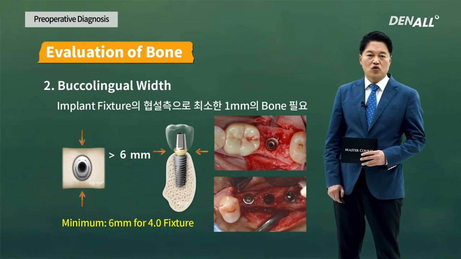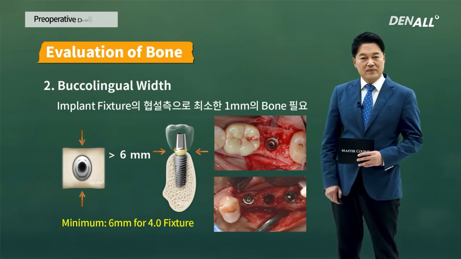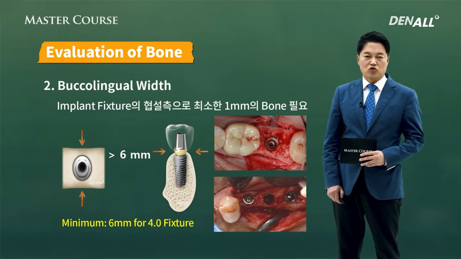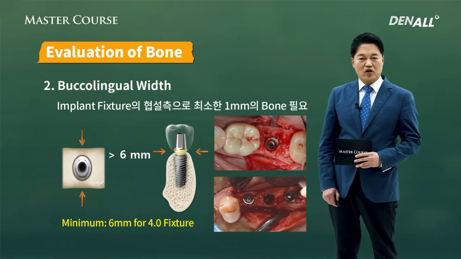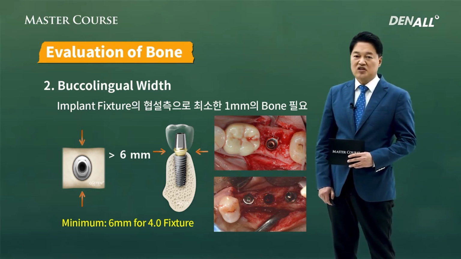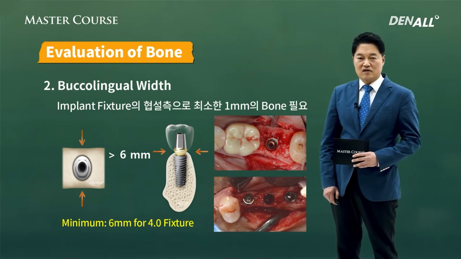Second is buccal lingual width. There needs to be at least 1 millimeter of bone buccal lingually to the implant fixture. If you use a regular fixture, a 4 millimeter diameter fixture, you need a millimeter on both sides, so a total of 6 millimeter of buccal lingual width is necessary. If there's sufficient bone width, you can place the fixture that you want without any problem.